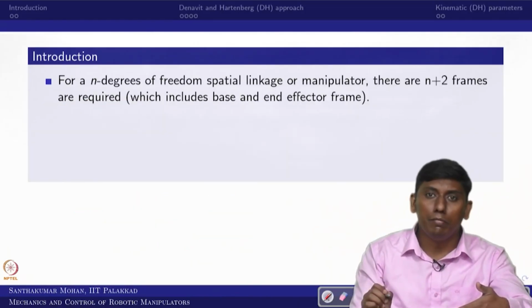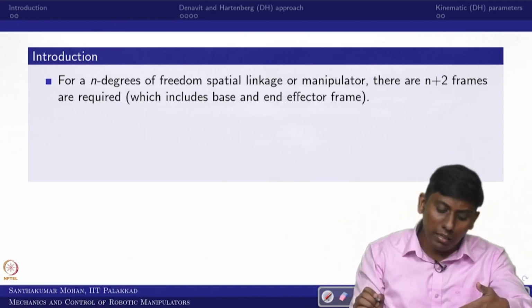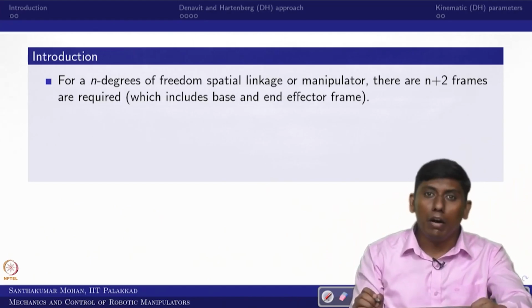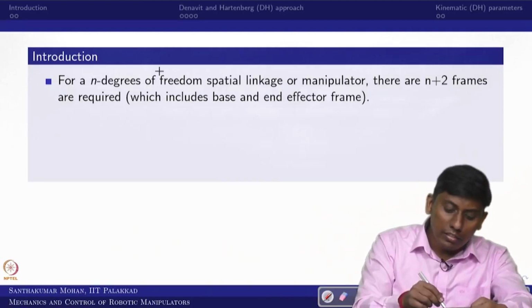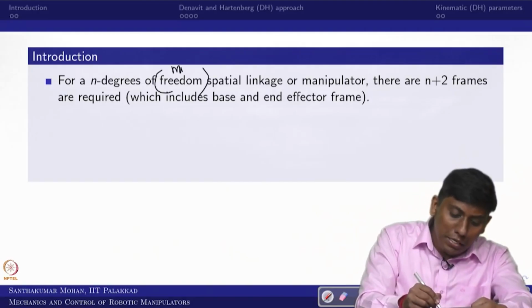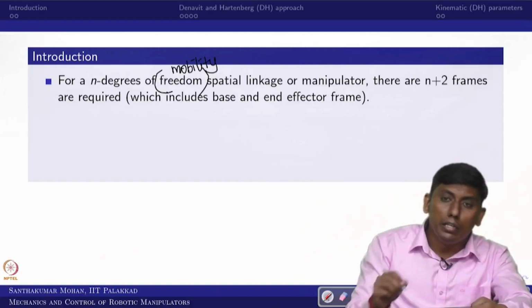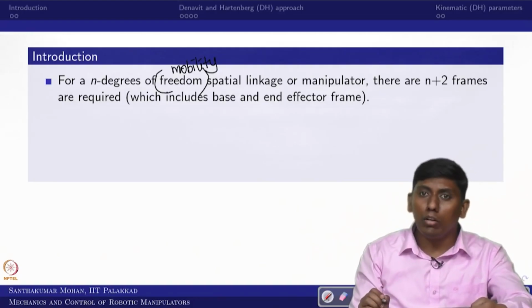So there are several benefits. Before going to see the benefits, we will start. If you have an n degree of freedom spatial linkage, in the sense n degrees of mobility, I can write. So you have n number of mobility. How many bodies are involved? Obviously n bodies would be involved.